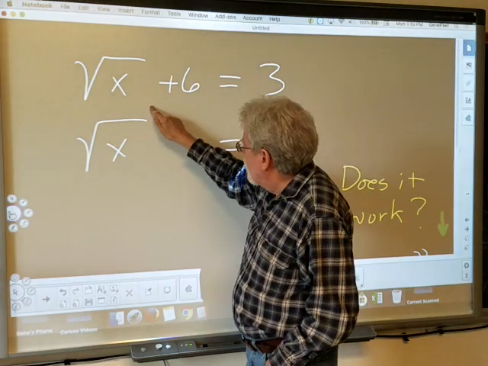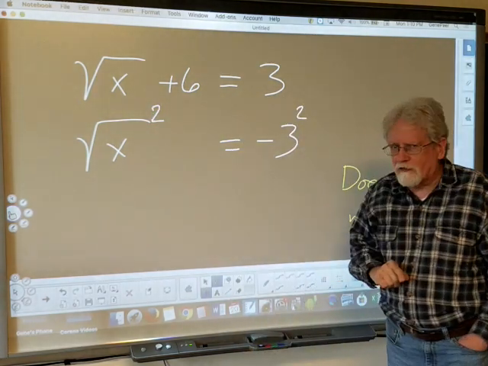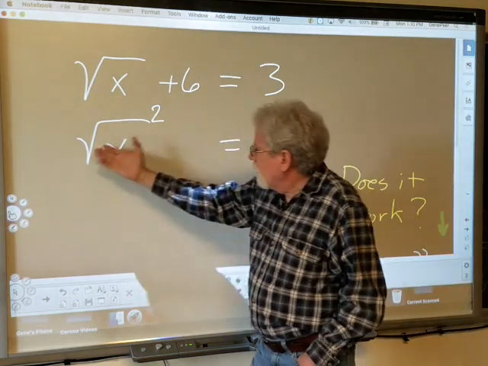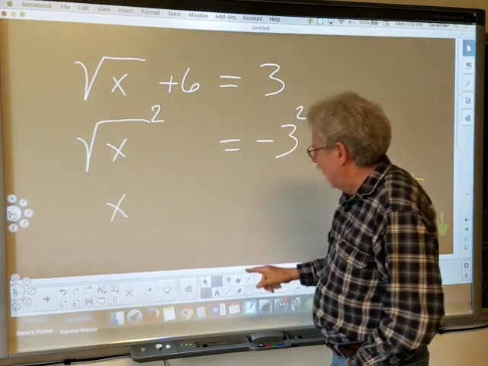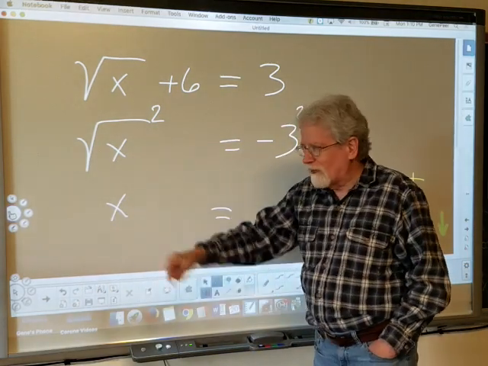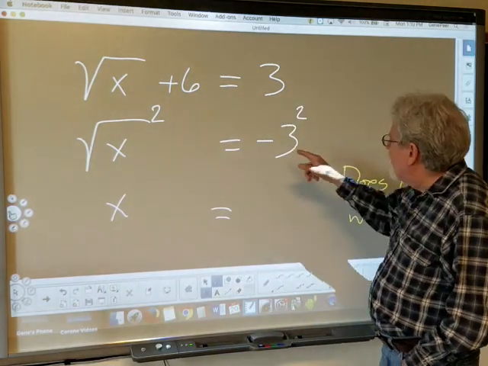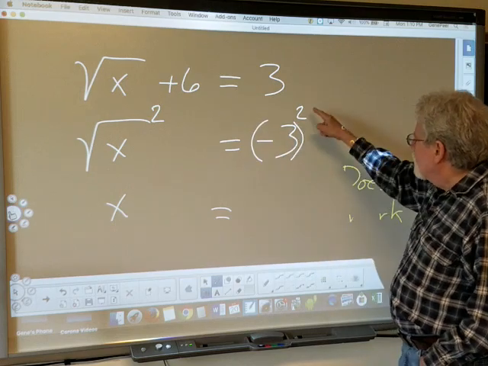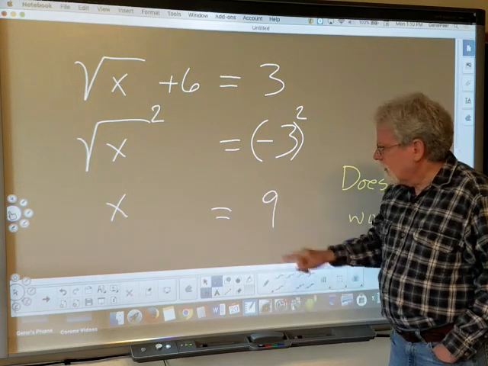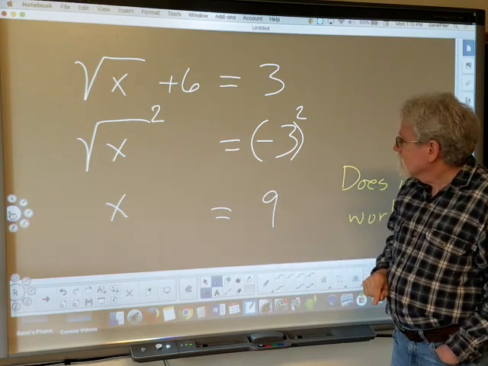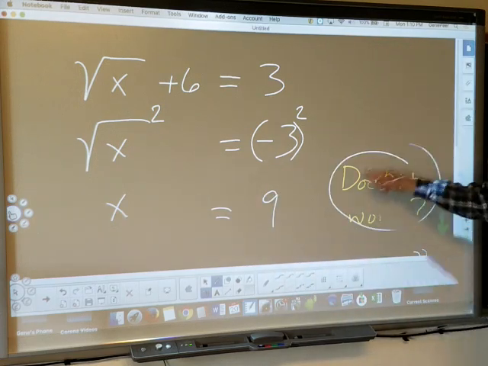Now, same thing we did before. Let's square both sides. Square this side, square that side. Yes, that's legal. On this side, squaring the square root, poof, cancels. I get x. Look at this. We've got x by itself. Congratulations, we're practically done. What is -3 squared? -3 squared, of course, is 9. Ta-da! Okay, question. Does it work?